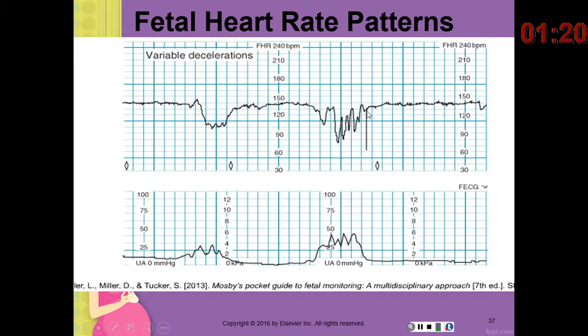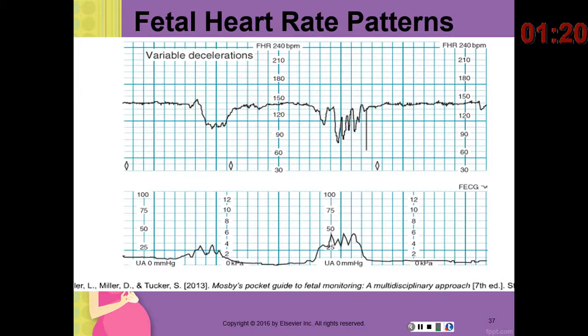But again, you can see these V-shaped variable decelerations without contractions too. And they mean there's some cord compression there. And as long as they return to baseline, you're pretty okay unless you're having a lot of them and they're lasting a long time and going really low. Again, I would say that this is pretty minimal variability. And that is a variable deceleration, okay?